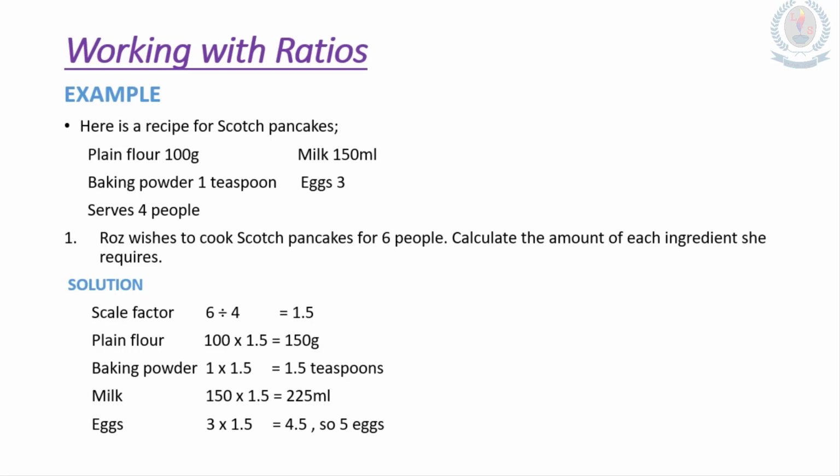Baking powder also, 1 we want to multiply by 1.5. Then 1.5 teaspoons needed. Milk, 150 multiply 1.5, 225 milliliters needed. Eggs, 3 we want to multiply by 1.5, 4.5, it means 5 eggs needed.